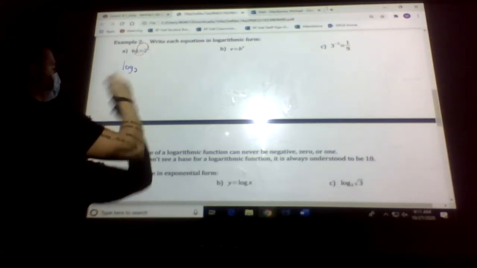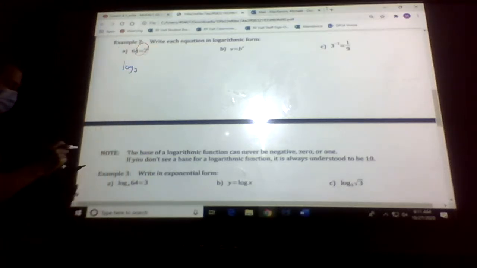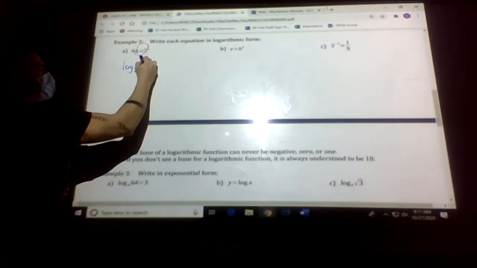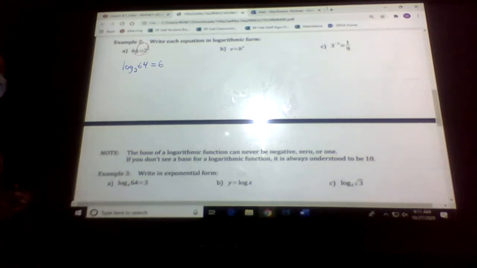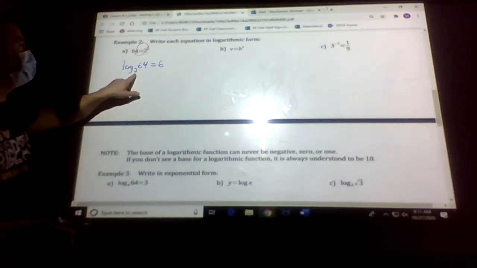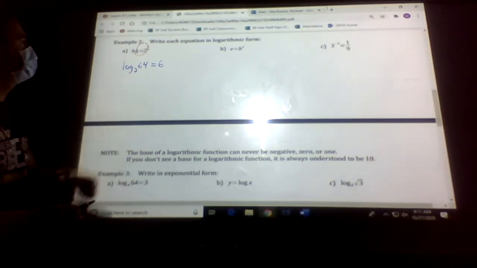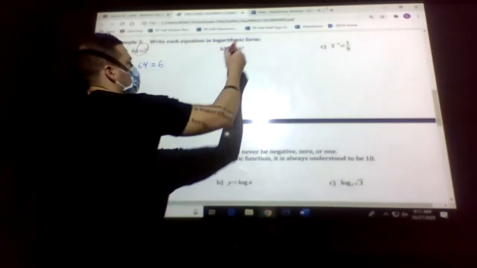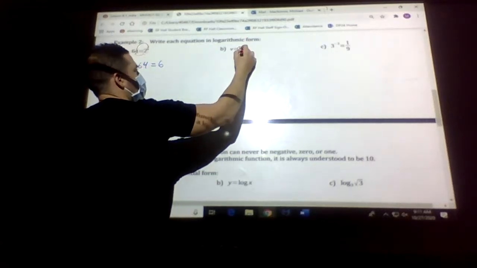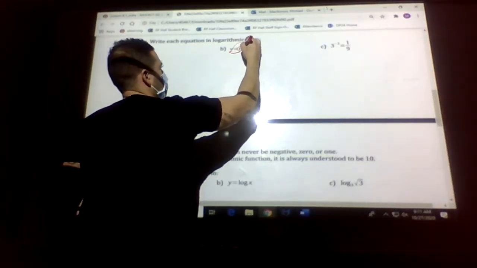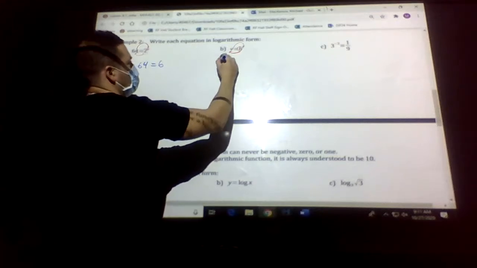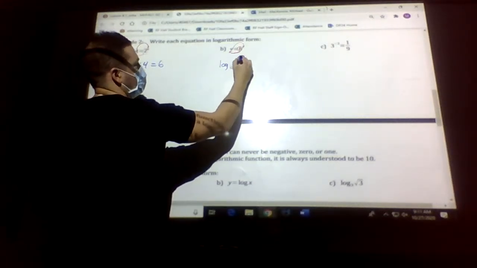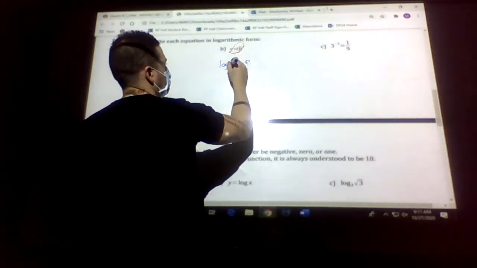So this becomes the base in the log. We have log base 2 of 64 equals 6. What that means is 2 to the power of 6 will give you 64. When we're using the snail method to convert from exponential to logarithm, again, start with the base, go across the equal sign, back to the exponent. So we have log base b of v equals e.